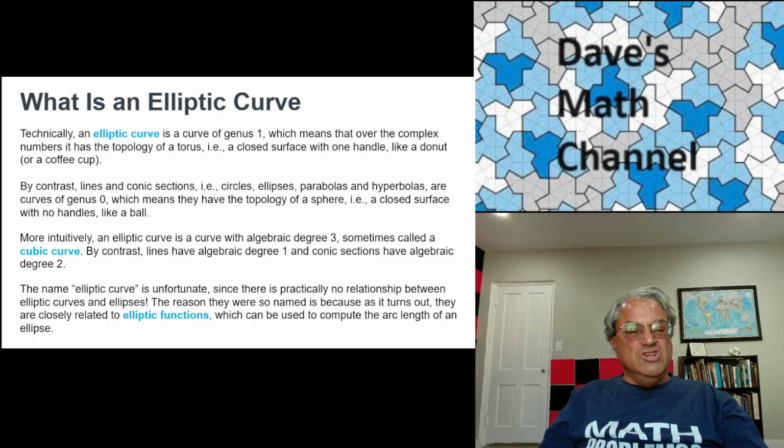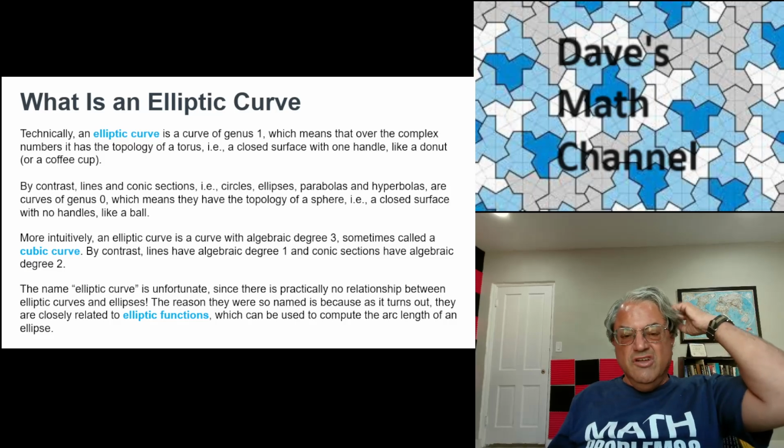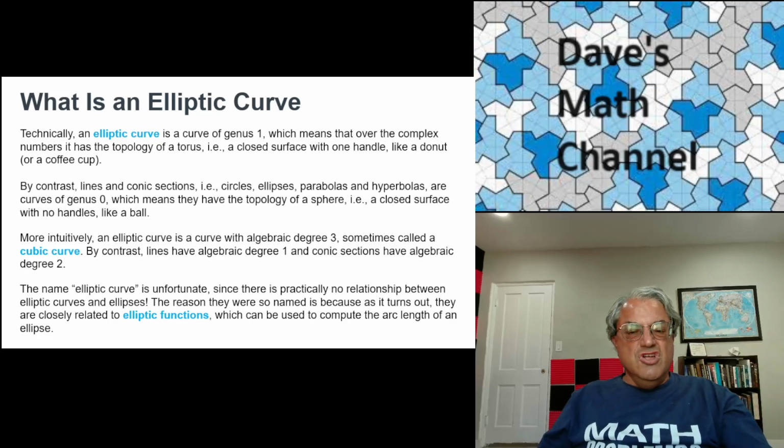And if you want a more algebraic, more down-to-earth definition, remember that in the last video a couple days ago I talked about conic sections. Those are just quadratic curves, curves that are defined by polynomials in two variables of degree 2. In the same way, elliptic curves are defined by polynomials of degree 3. So sometimes they're called cubic curves.